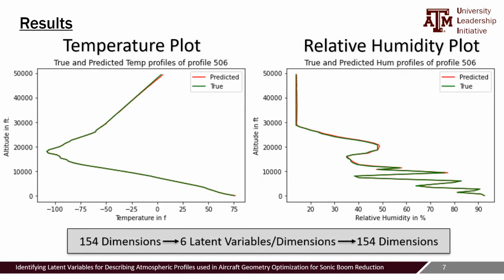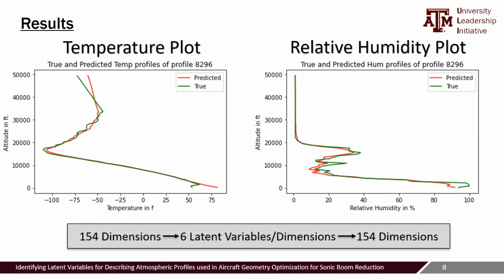Here's a comparison of true temperature and relative humidity plots as a function of altitude with their predicted counterparts for a single atmospheric profile. The red curves represent the predicted profiles and the green curves represent the true profiles. As you can see, the autoencoder does a good job of recreating the original data even after the original data was compressed. Here's another comparison of a different atmospheric profile with less accurate results.